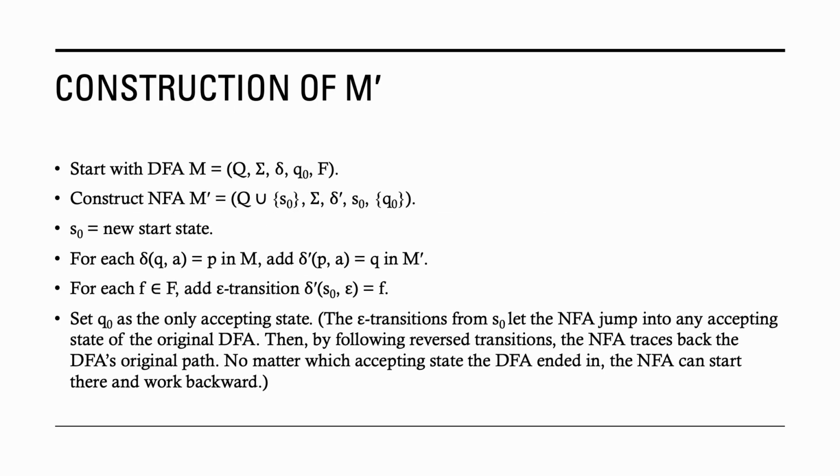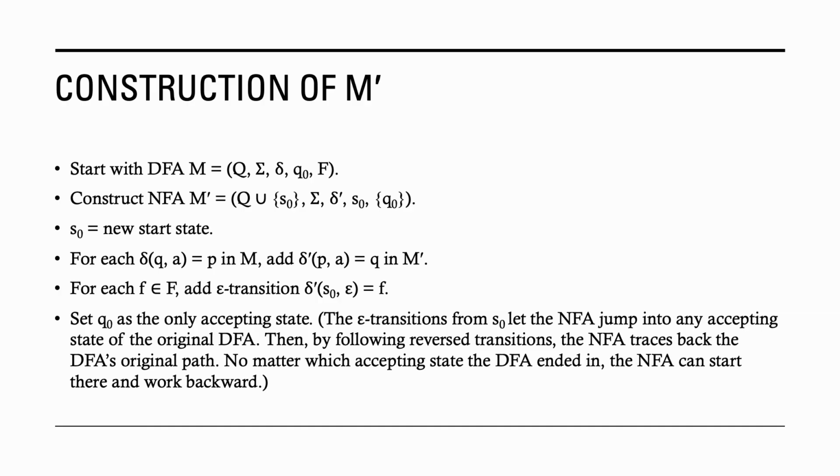So now we have the construction of M prime. Here's the clever part, how we build our NFA M prime. We start with our original DFA M, which has Q, sigma, delta, Q0, F. The first key idea is to add a new state S0. This will help us handle multiple accepting states in the original DFA. The second key idea is to reverse all the transitions. So if a state A went to B with input 0 in the DFA, now B goes to A with input 0 in the NFA.